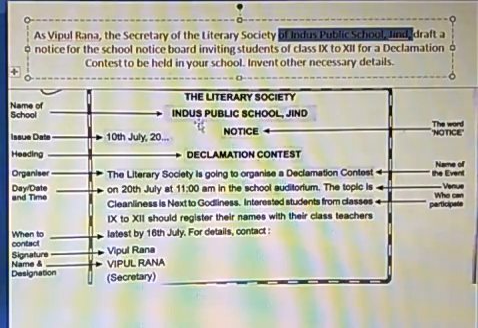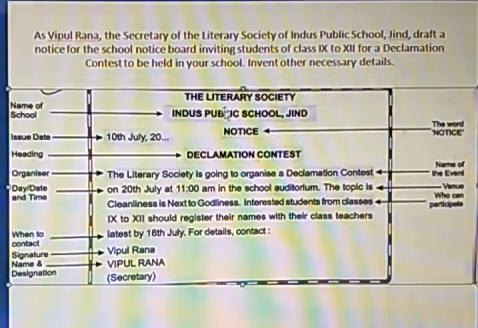As I have mentioned before, the name of the school, Literary Society. Then the word notice is written in capital letters. So, the name of the school in capital letters. After that, the word notice, then on the left, the date, and then the heading, that is declamation contest for the students of 9th to 12th. Who is organizing? Let us discuss. The Literary Society is going to organize a declamation contest on 20th July at 11 am in the school auditorium.